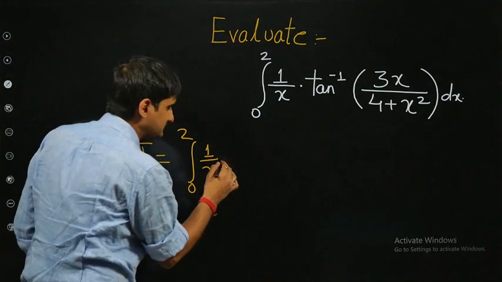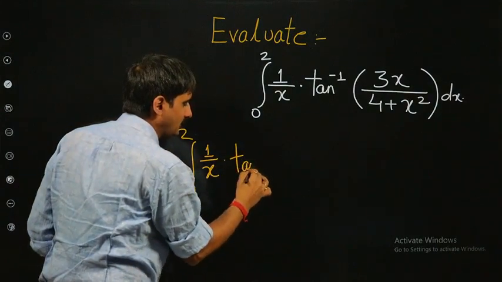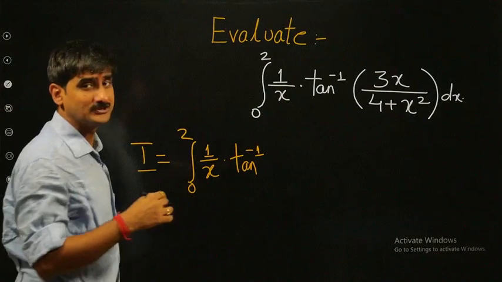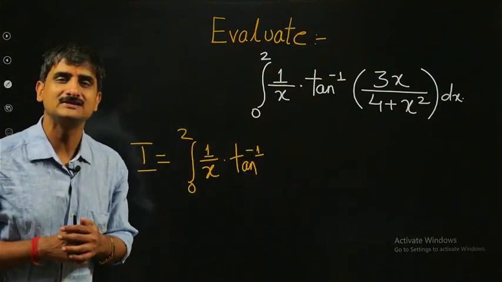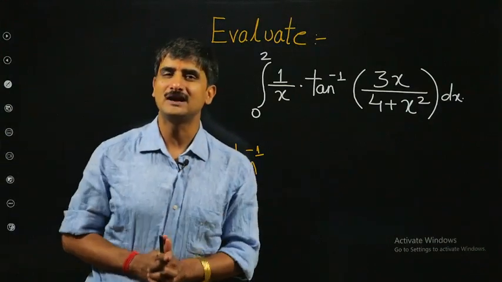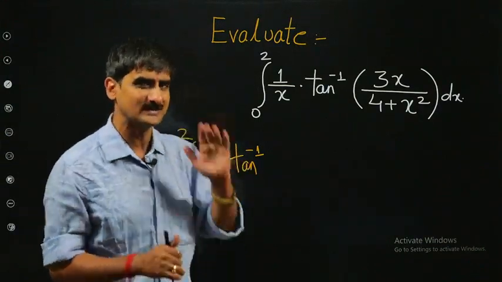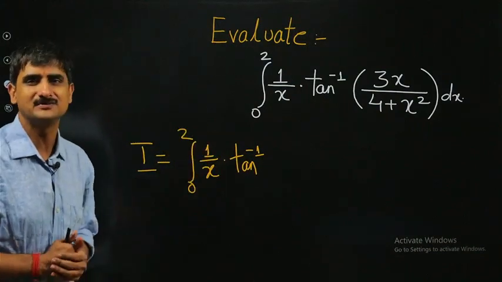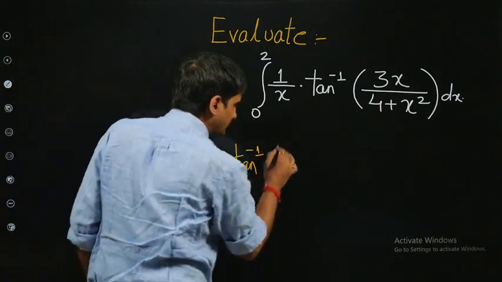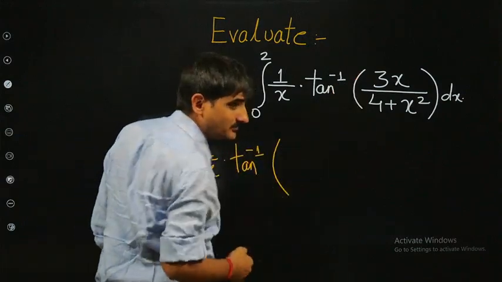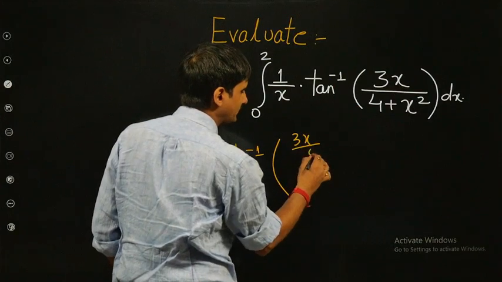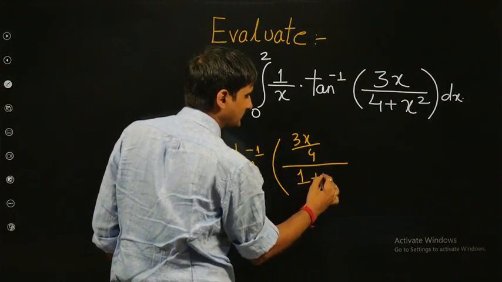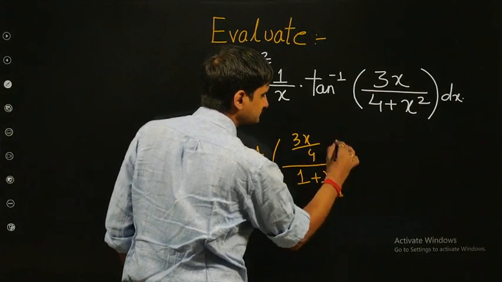See, we have already seen while solving questions of sequence and series that we try to break the general term of a series involving tan inverse as the difference of two terms. The same concept I applied here, bachcho. What I did was I just divided both numerator and denominator within tan inverse by 4. So we got 3x by 4 divided by 1 plus x square by 4.